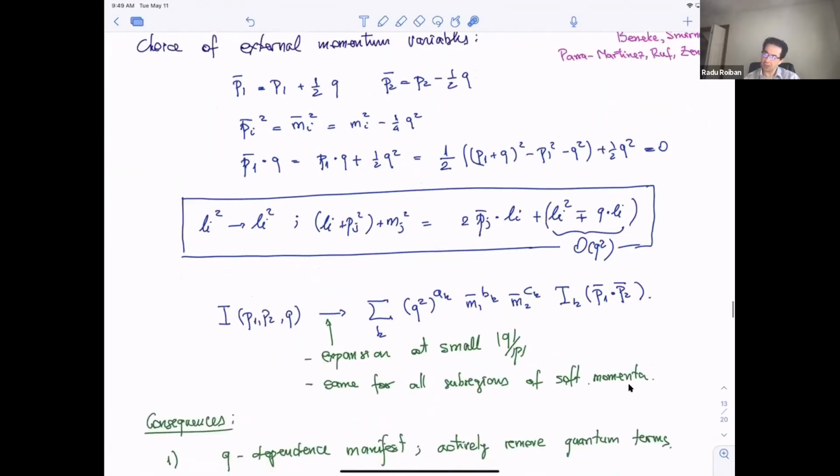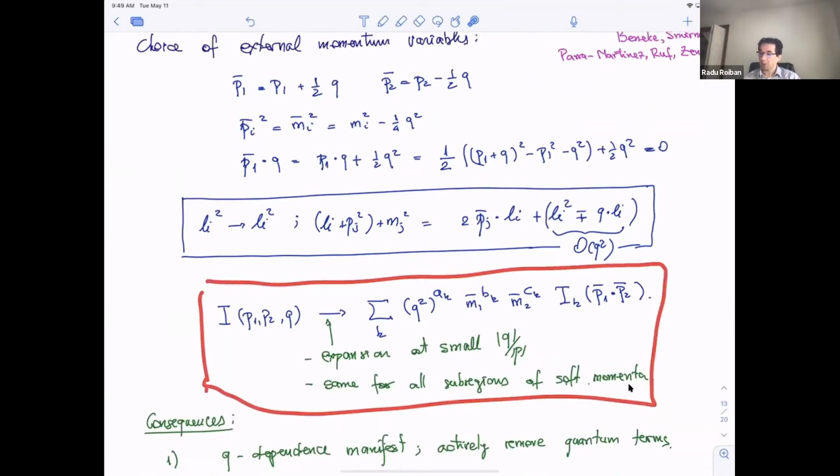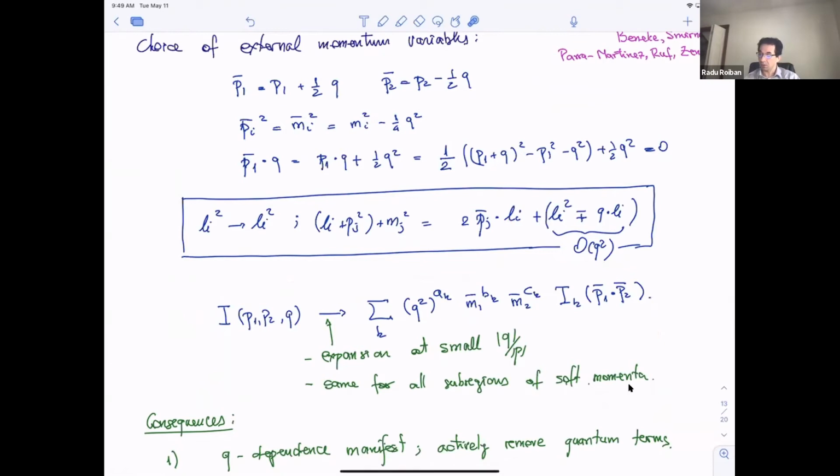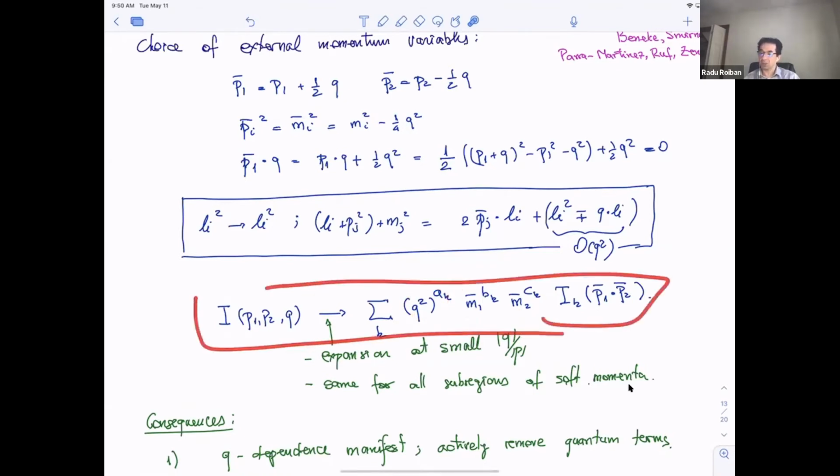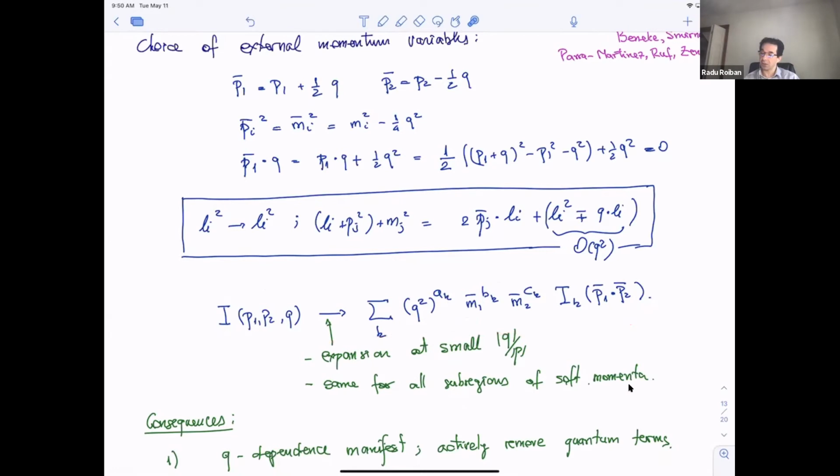So with this in hand, a generic integral can be expanded at small momentum transfer in this form. There is a sum over some k, which runs over integrals, but each of these integrals has a specific dependence on the masses m1 and m2, and also a specific coefficient that depends on q. Take this, plug it into the integrand, and then throw away anything that doesn't have the right scaling. That hands you exactly the classical integrand, and that's the end of the story.